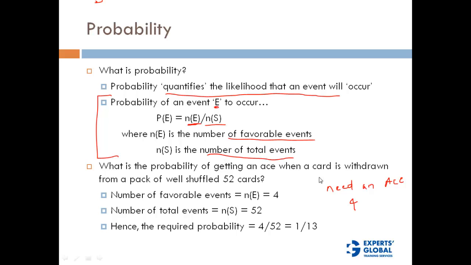What is the total number of events? In how many different ways can we pick one card? There could be 52 different outcomes, right? So the probability of getting an ace is going to be 4 by 52. 4 is the number of events in which I get an ace, and 52 is all number of events. So the probability is 1 by 13. As you will see, to find any probability, you will basically have to find the number of events that are favorable for a particular event and the total number of events including these events.